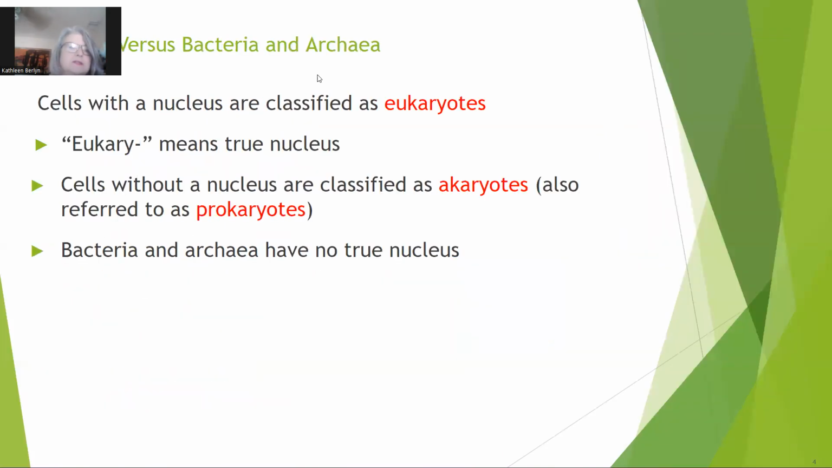Okay, so here, thinking about eukarya versus bacteria and archaea, cells with a nucleus, and I just talked about this in the earlier section, are classified as eukaryotes. Eukarya means true nucleus. Kary means nucleus. Eu means true. Cells without a nucleus are classified as akaryotes. And I already mentioned that the letter A in front means without. And they're also referred to as prokaryotes.